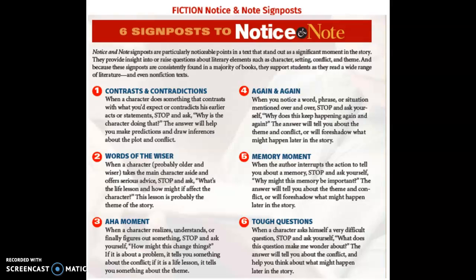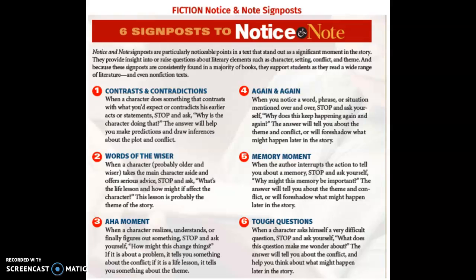And then you should ask yourself, why is the character doing that? Why are they doing this thing that is just the opposite of what they said they were going to do, or what they would normally do, or what you would expect them to do? The answer to that question is going to help you make predictions about what might happen next, and it might help you draw inferences. And we've been working on drawing inferences, and it's not easy, right? It can be tough, but noticing these contrasts and contradictions might help you do that. We'll get into that deeper on another day.